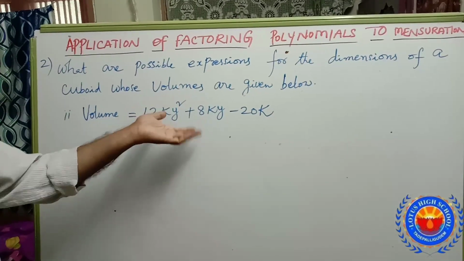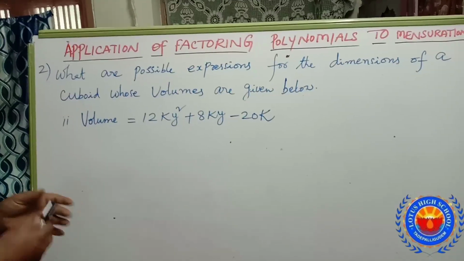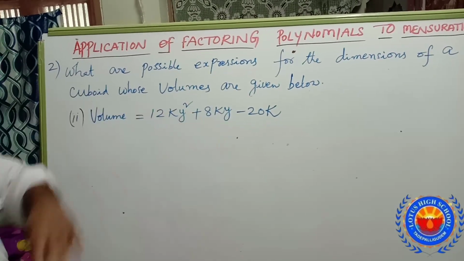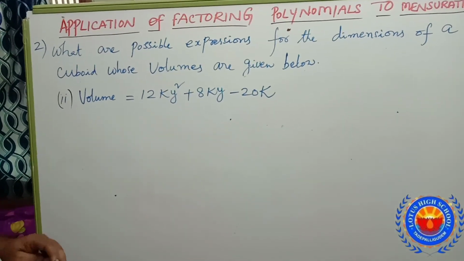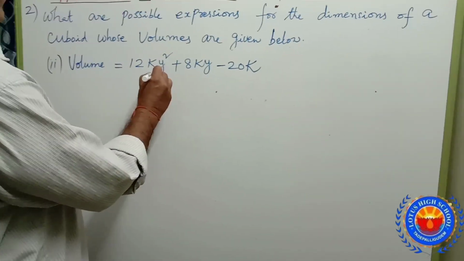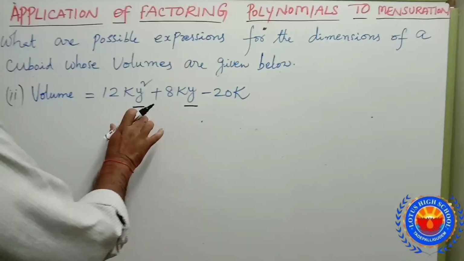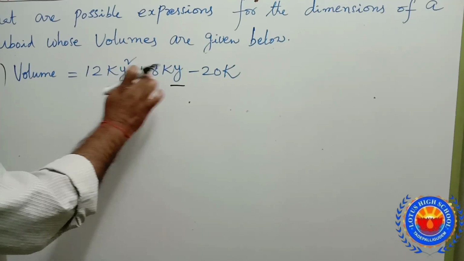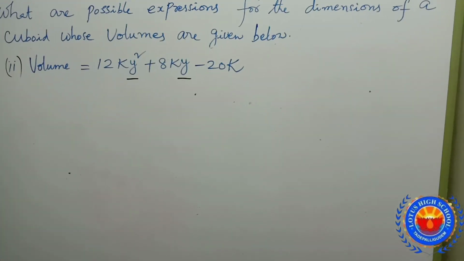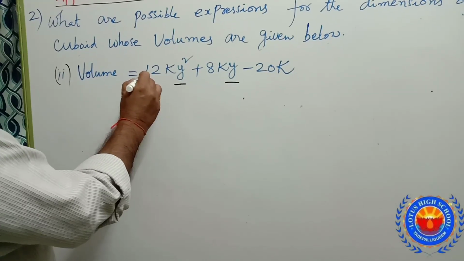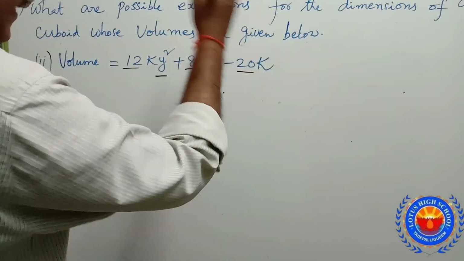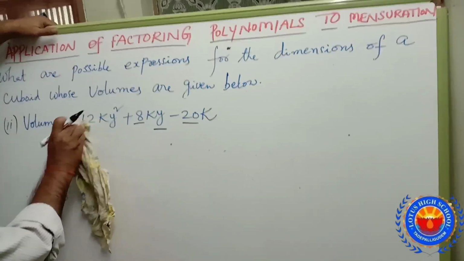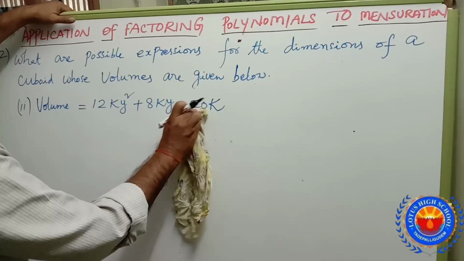The same model I explained just now. Here the volume is given: volume is equal to 12ky² plus 8ky minus 20k. First of all, it looks somewhat different. The variable y, y² and y, is there, and something common is there, k. Better you take this common out. In 12, 8, 20 also something is common. So first of all take out the common term, then we can do factorization.